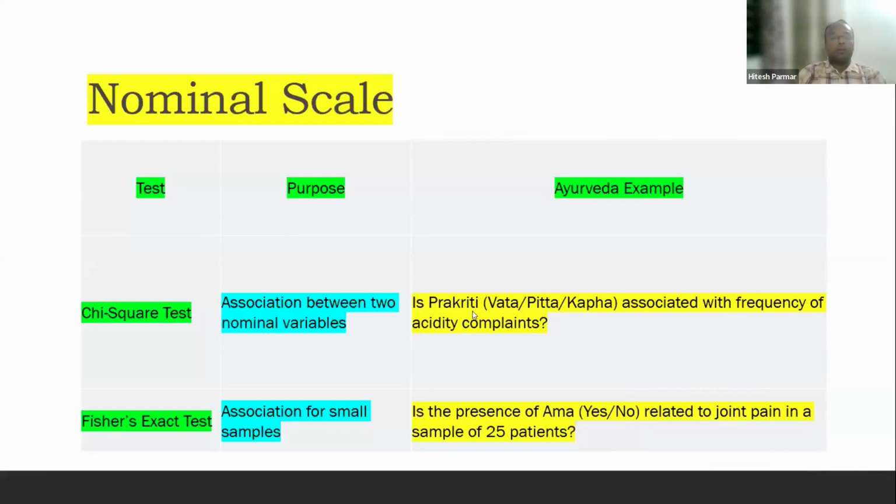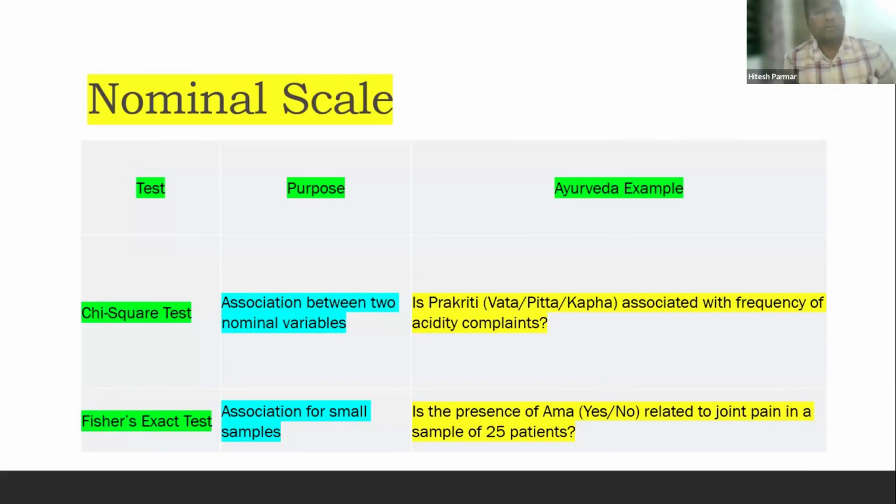Now, if we consider both variables are nominal to nominal, then here you can perform the non-parametric association test. Either you can go with the chi-square test or you can go with Fisher's exact test. In which circumstances will you go for these? Both variables are nominal to nominal and your objective is to study the association.